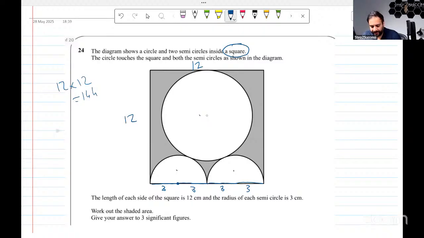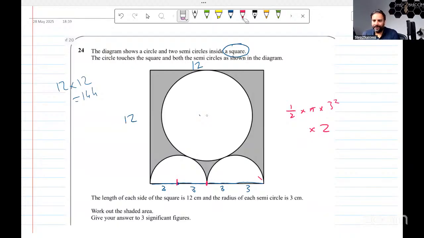To work out the area of these two semicircles is quite easy because we know their radius. So the radius here is 3. So the area of this shape is, because it's half a circle, a half pi r squared. So pi times 3 squared. And so is this one, a half times pi times 3 squared. Right, they're the same, so we can figure that out later. There's two of them, so I'm going to times that by 2. So that's this bit done. We're going to take that away from 144 later.